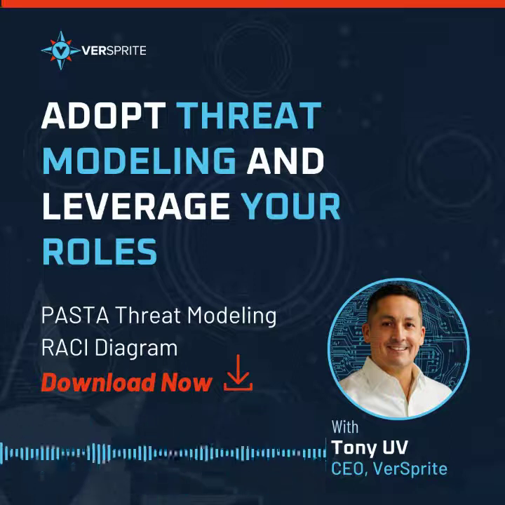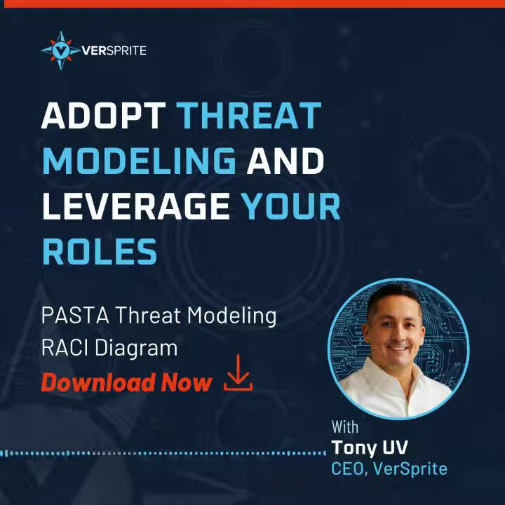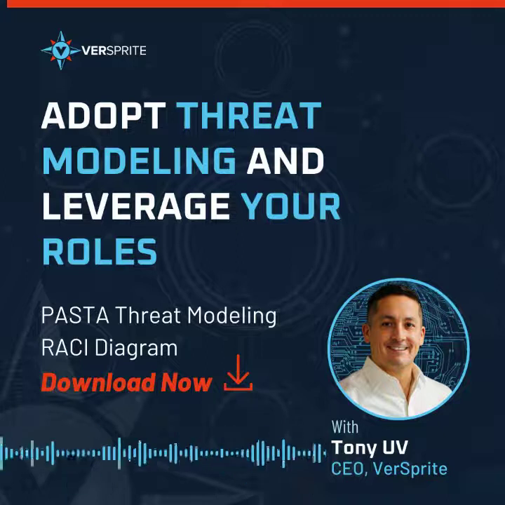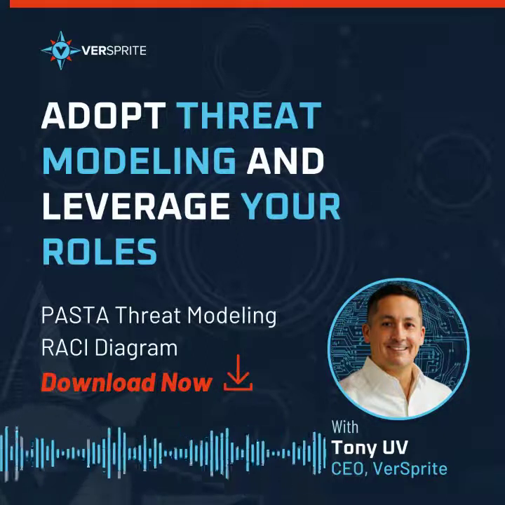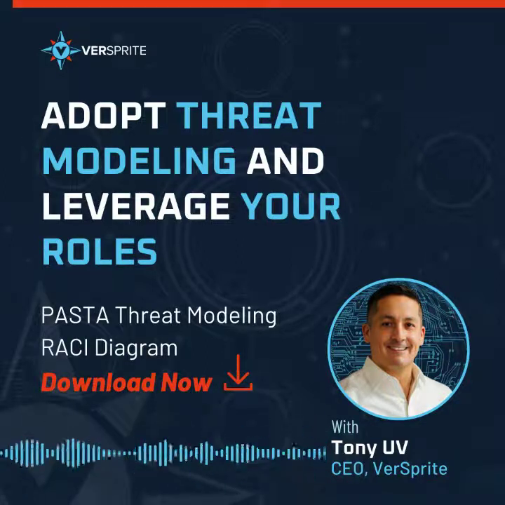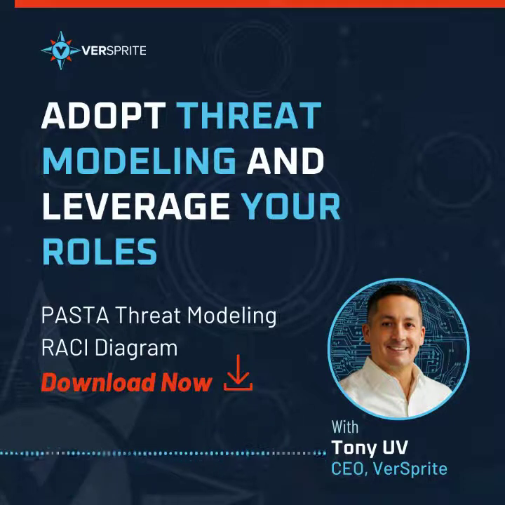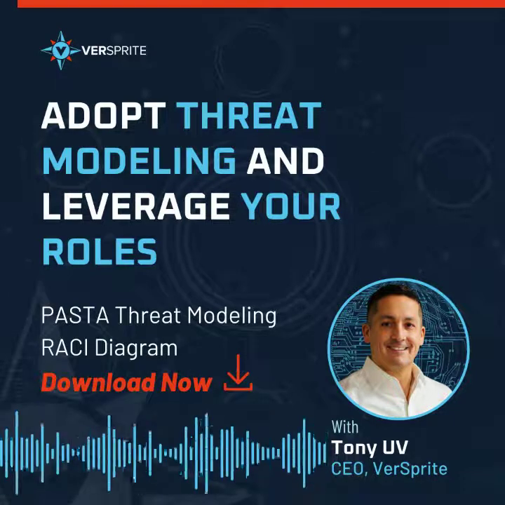This is Tony UV with VerSprite, talking about RACI models and threat models. A RACI model is a model that shows who's responsible for what during any given type of process, and threat models is a model of threats.